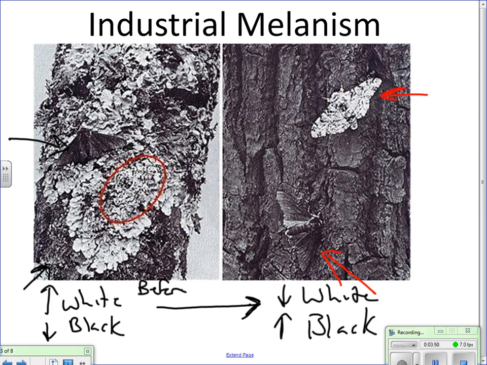Now, today, the trees have all been cleaned up as the factories have developed standards to prevent pollution. And so we're seeing a shift today back to the white pepper moth being the dominant genotype and the black pepper moth decreasing.